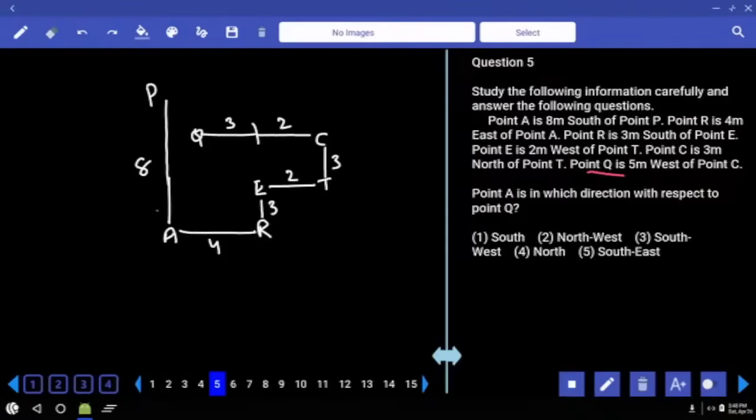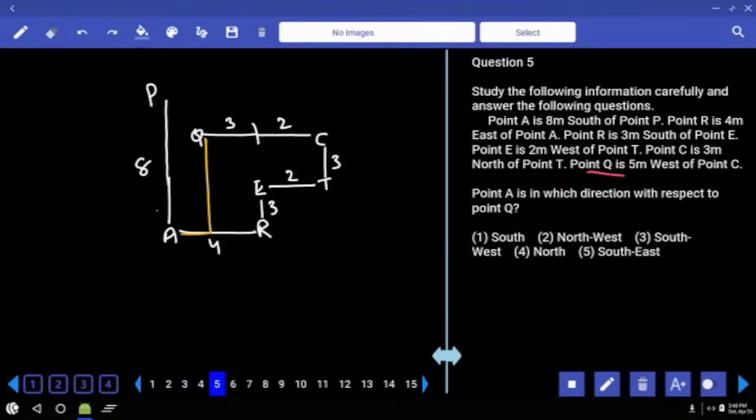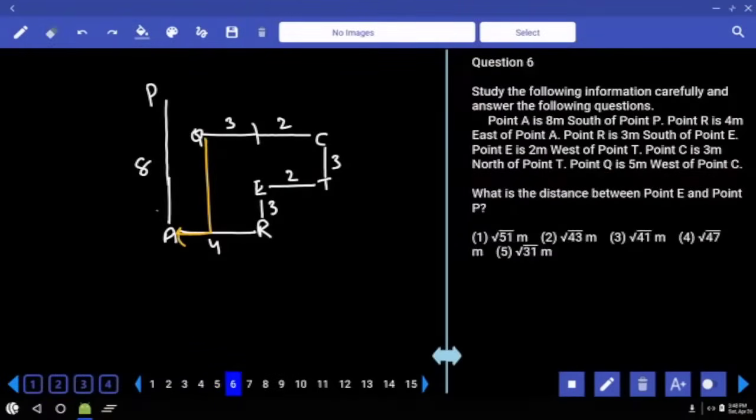A is in which direction with respect to Q? Now with respect to Q, A is in which position? South and west, so southwest. Now southwest, that is choice 3, question number 5. And distance between E and P. Now the distance between E and P, E is here and P is here. Now we need to find out the distance between these two. Then in order to find out this distance, now horizontal distance is 4 and vertical distance is so much? Now 8. Isn't this 8 and this 4. Out of this 8, this 3 is already covered. Now we need to count only this one.